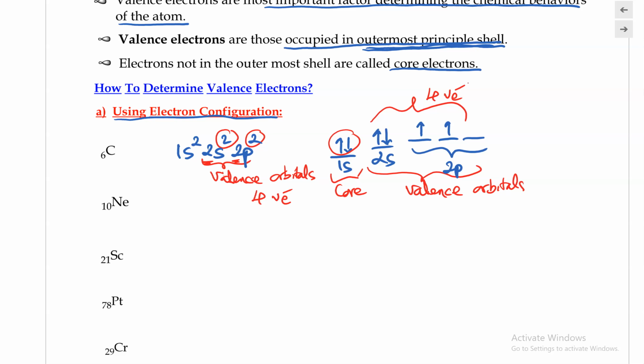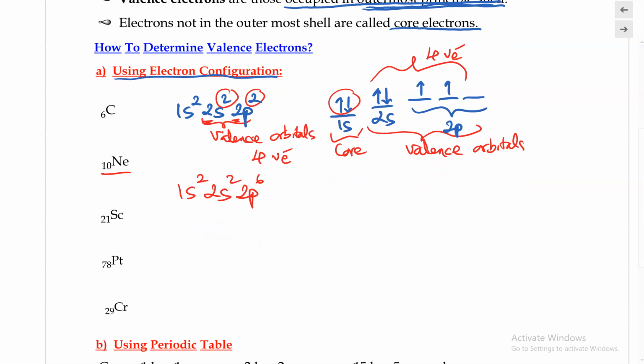Now let's try another example. Determine the number of valence electrons in neon using its electron configuration. Let's start by writing its electron configuration first, which is 1s2, 2s2, 2p6. Now there will be the 3s, 4s, and so on, except there are no electrons in them, so we're not including those orbitals. In this case, the highest principal shell that has electrons will be the second principal shell.